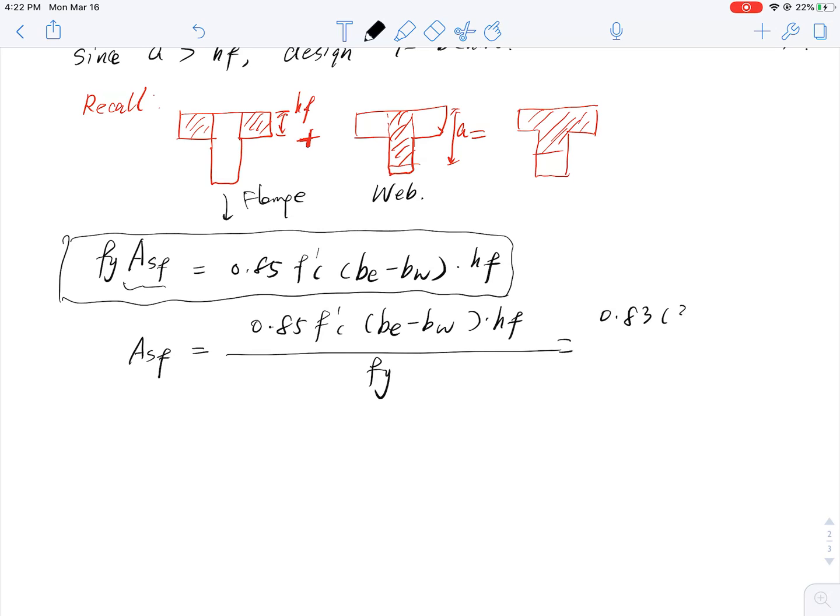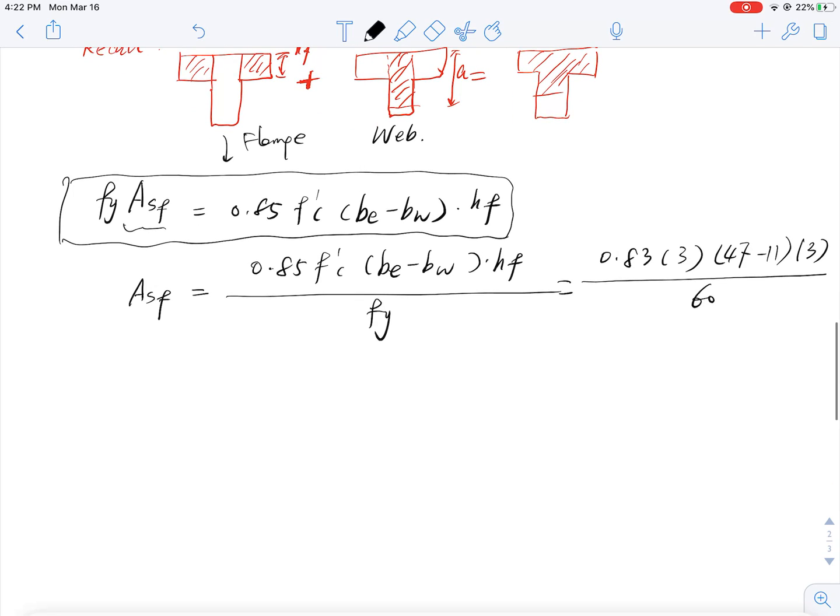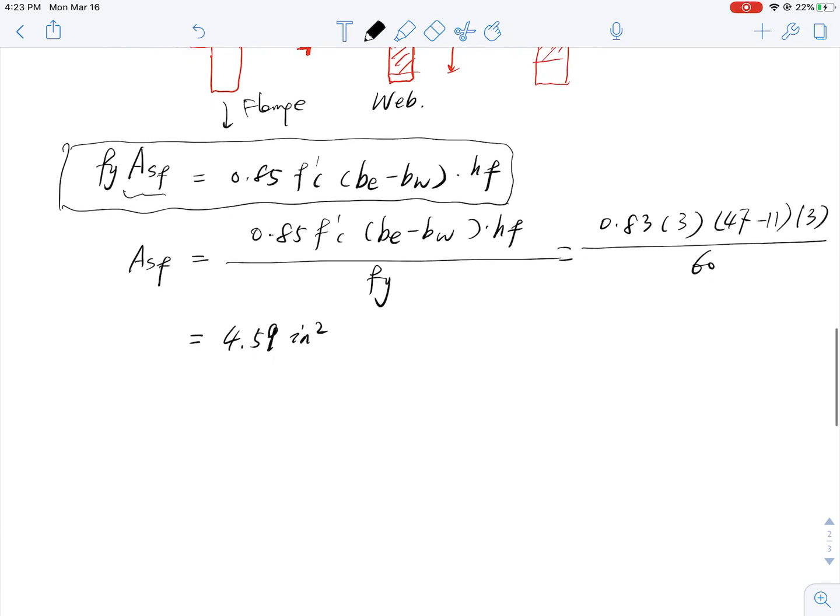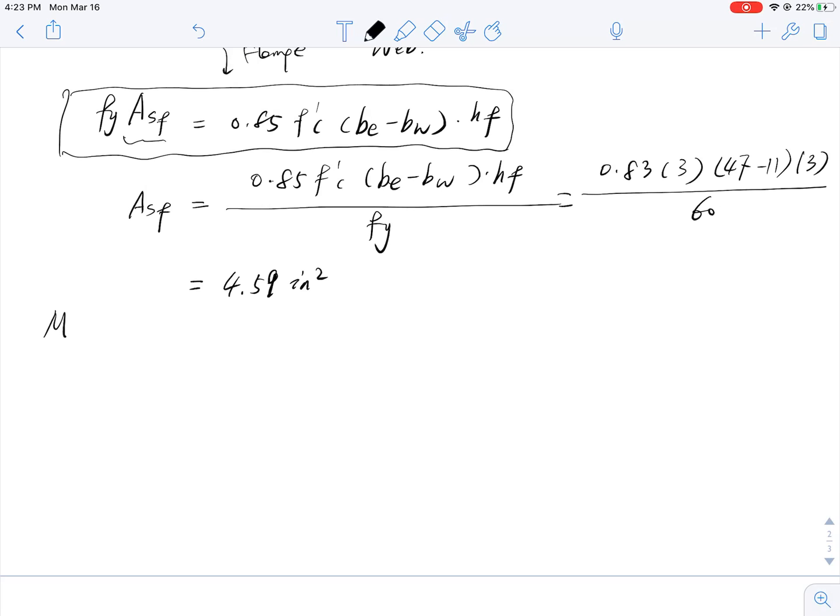That equals 0.85 times concrete 3 ksi, 47 inches b_e minus 11 inches b_w, multiplied by 3, which is h_f, divided by 60, the yield strength of the steel, and I get 4.59 inch squared. From here, I know my moment resistance from the flange, Mn flange, should equal A_sf f_y (d minus h_f divided by 2).